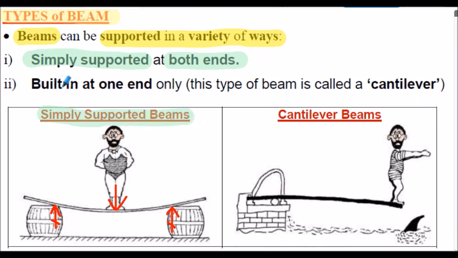And also we'll consider built-in at one end only beams. They're referred to as cantilever beams. So considering the diving board scenario here, the cantilever beam is effectively built in at this end here. Sometimes we call this the wall location because often it can be a wall in practice. And for cantilever beams there'll be a vertical reaction here at the wall and also a fixing moment at the wall. So that's a cantilever beam.